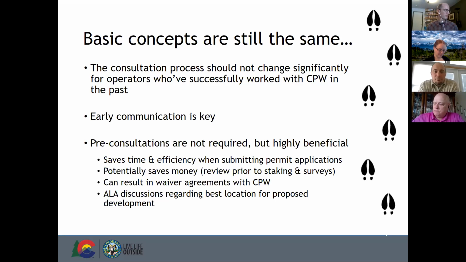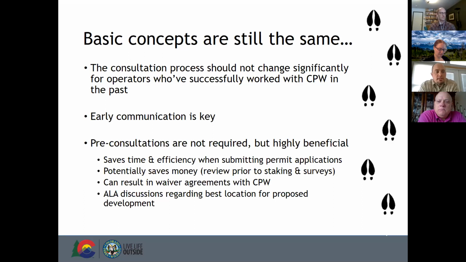I think you've heard this from CPW 1,000 times now, but in our opinion, early communication is key. Having discussions and opportunities to review things early on is really important to us. And it boils down to this concept of pre-consultations. Although pre-consultations are not required in the rules, we would highly recommend them where you can, and think they're very beneficial to operators, and to us from the wildlife protection standpoint as well. And just some bullet points here on that.